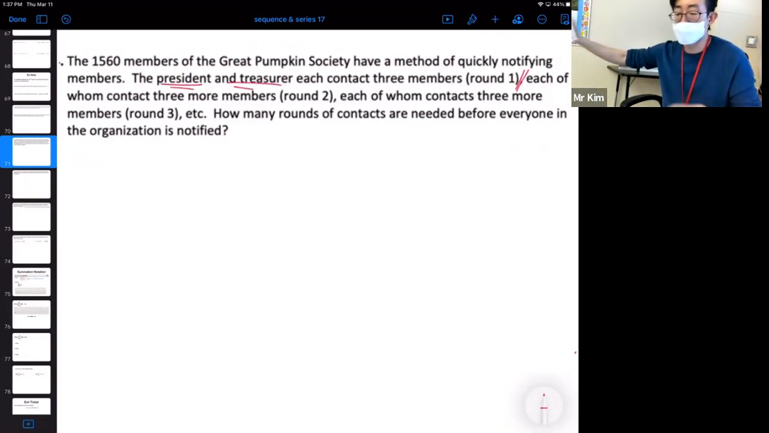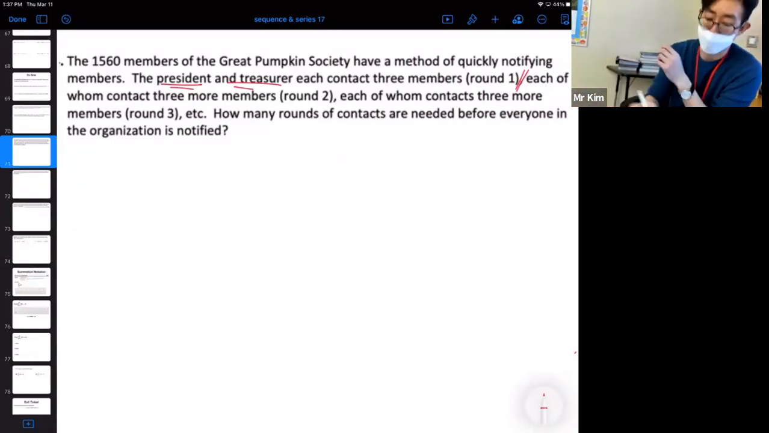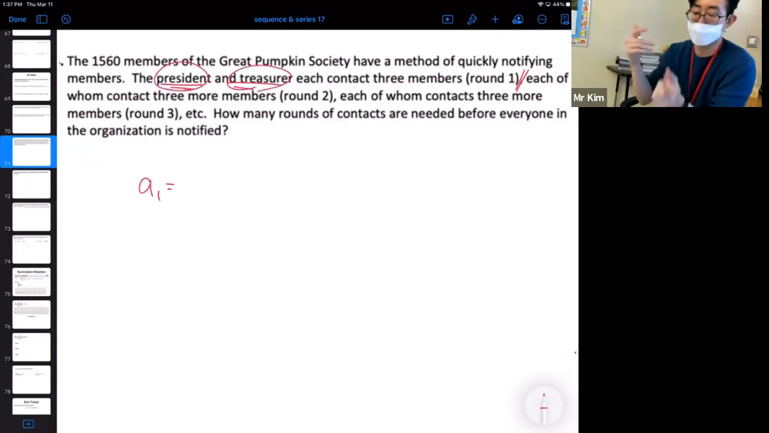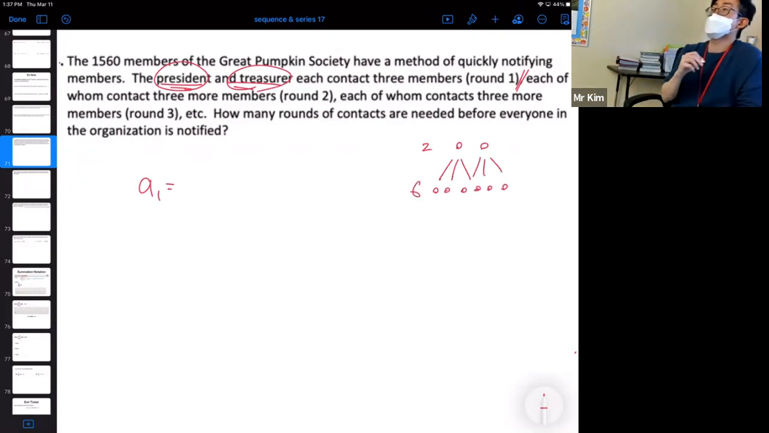I have had so many students come in and ask me, what is the first term in this sequence essentially? What is a sub 1? It seems like I start with the president and the treasurer, each contact 3 members. So in the beginning, I have 2 people, but each of those contact 3, which in total becomes 6.